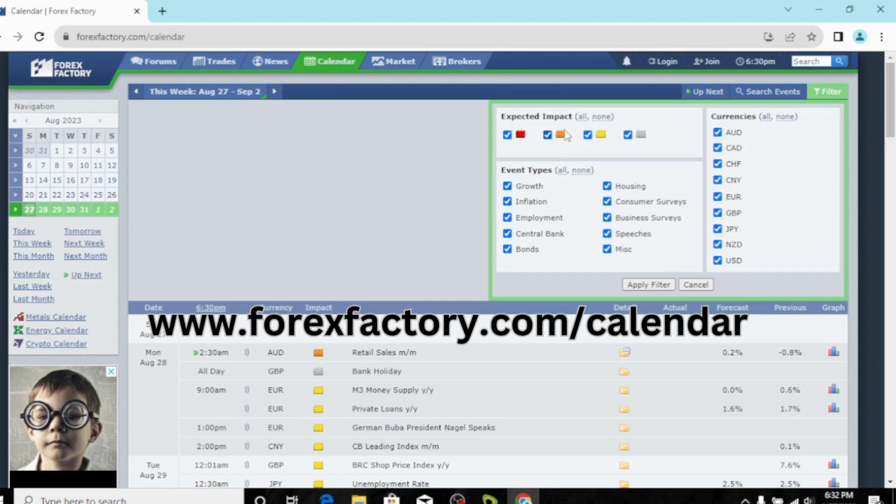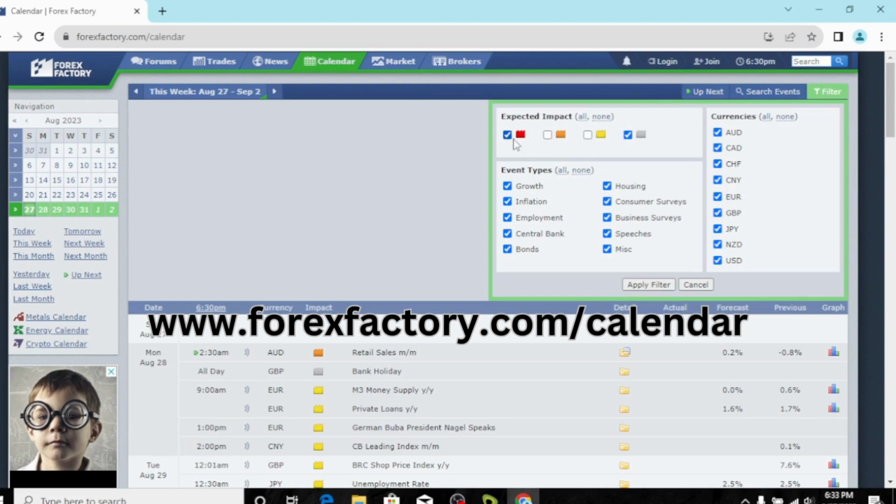The second one is the orange docket. This indicates medium impact news. It is slightly more impactful than the yellow docket, but nevertheless, it still does not have much impact on the currency or on other markets overall. Therefore, you don't need to worry about the orange docket or the yellow docket either. We're gonna untick these two because we don't need to worry about them.